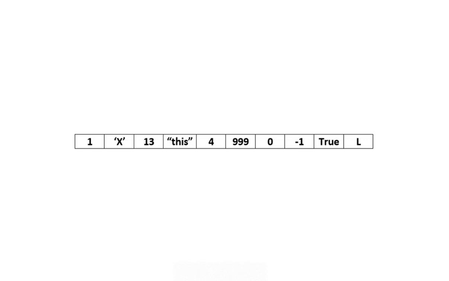In Python, we learned that instead of an array, we have a list, which is a collection of items that can have different types. As an example, if we look here, we're going to see that this list has an integer followed by a character, another integer, a string. We have negative and positive numbers. We have Boolean values, and we might also have another list inside of it.